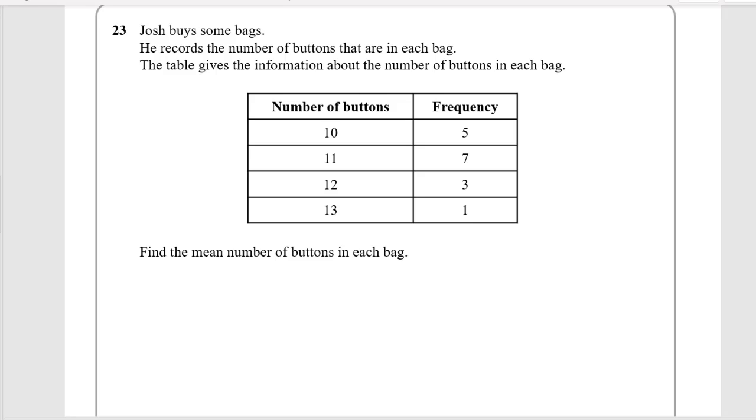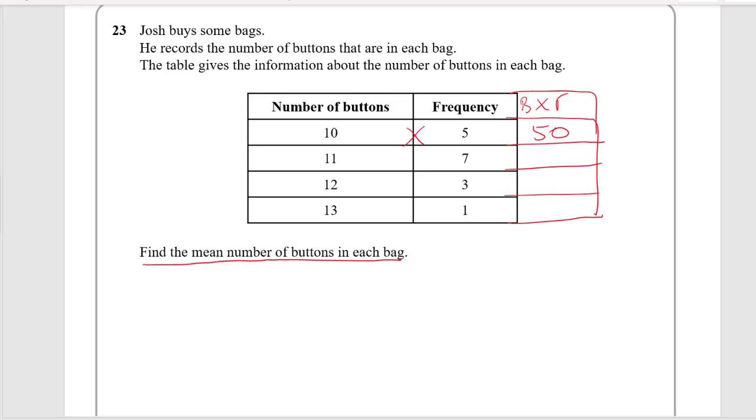This one we only have the number of buttons, the exact number, so it's not an estimate. So it says find the mean number of buttons in each bag. So let's draw another column here. So number of buttons, frequency. Number of buttons 10, we have 5 lots of them, so 10 times 5 is 50. Let's write down buttons times by frequency. 11 times by 7 is 77. 12 times 3 is 36. And 13 times 1 is 13.